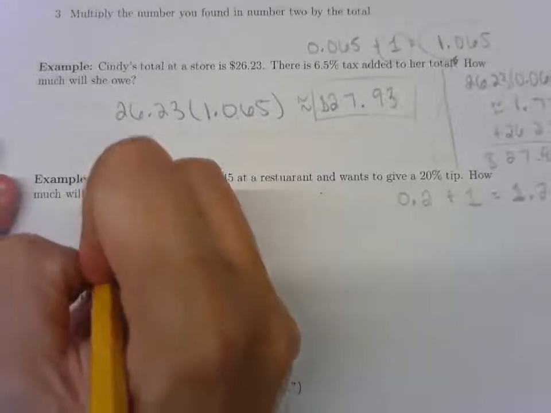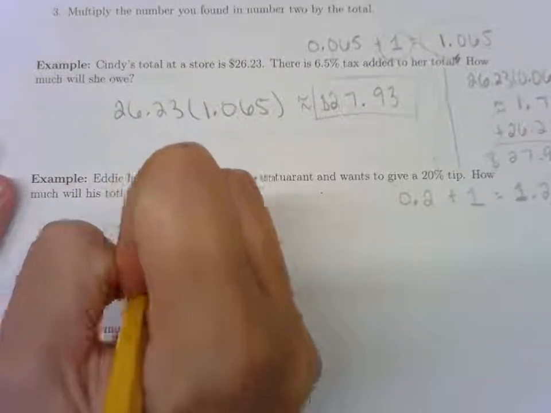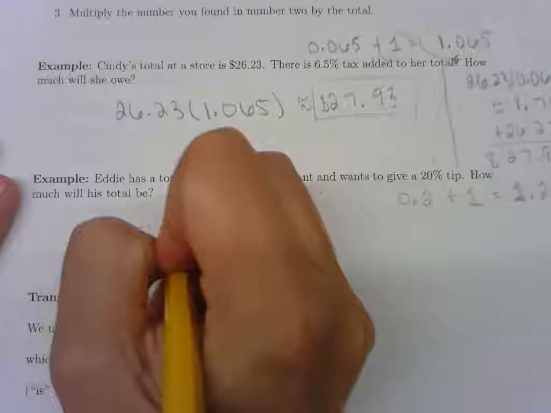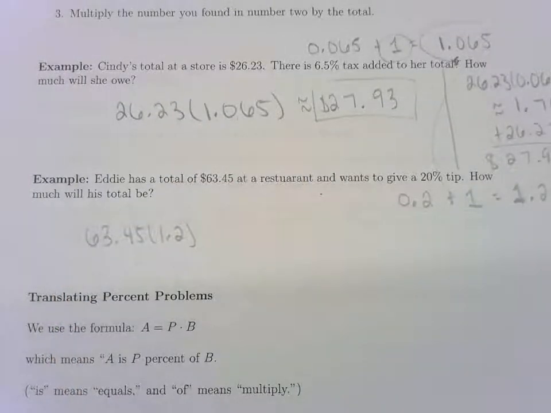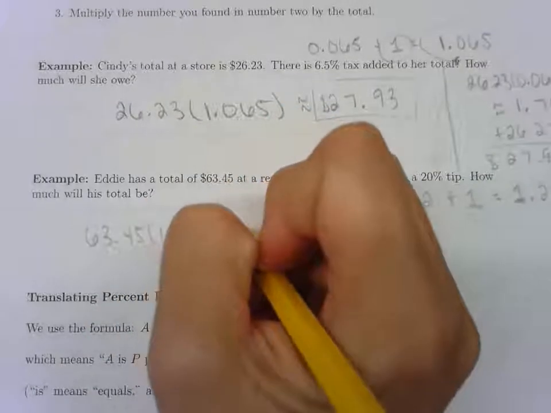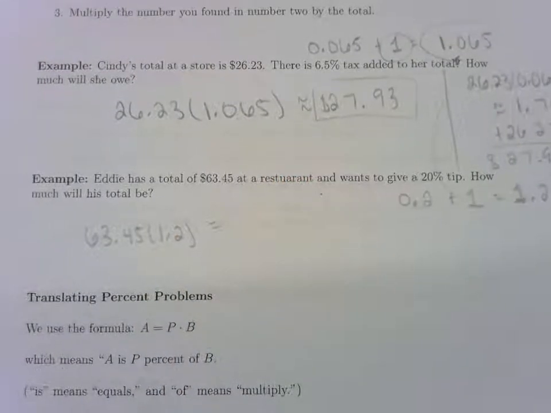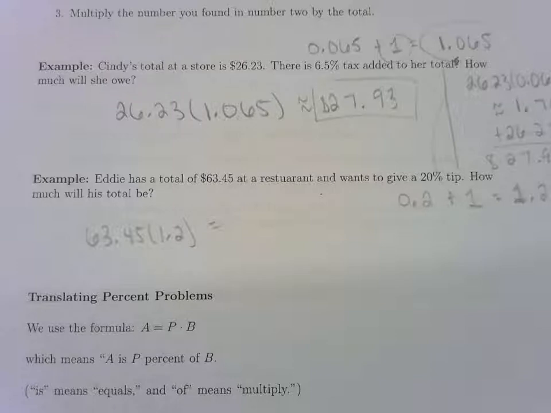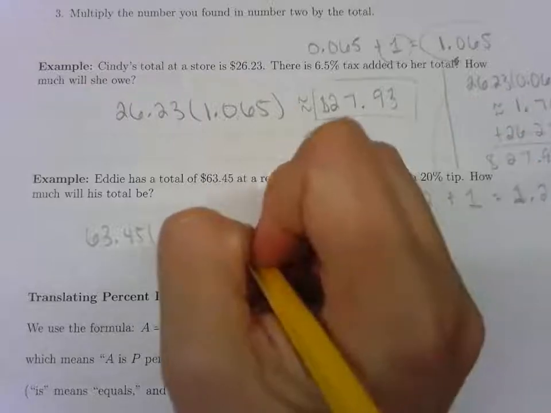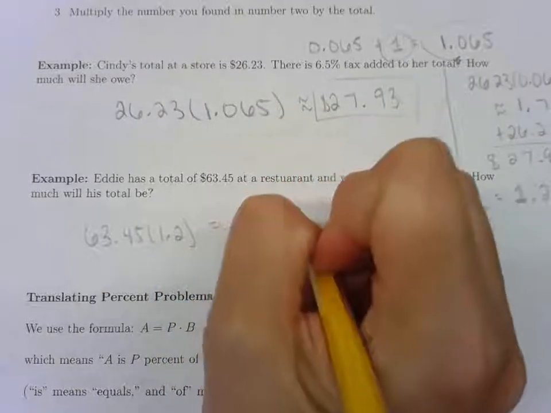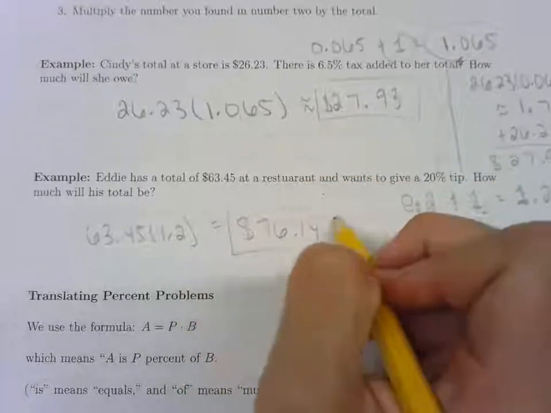So we're going to have 63.45 and we're going to multiply by 1.2. So 63.45 times 1.2, you should get 76.14. So that's how much his total will be.